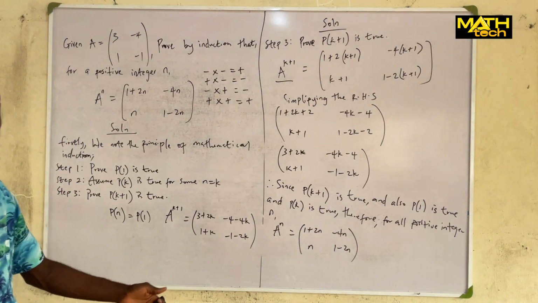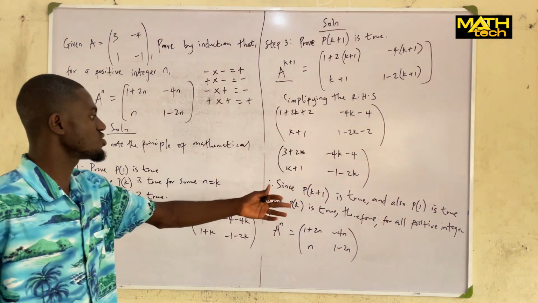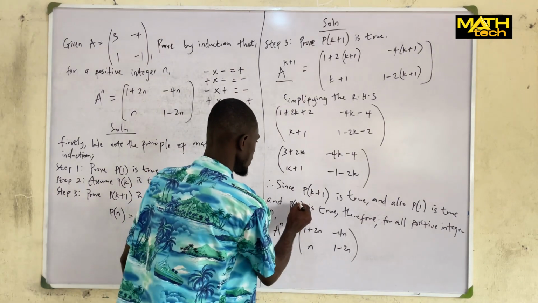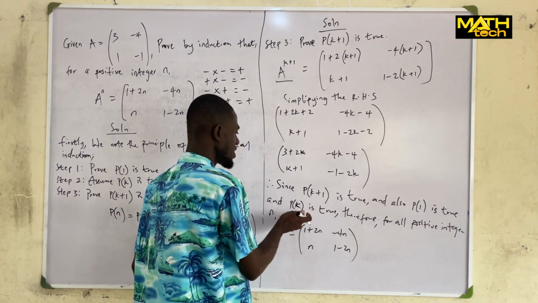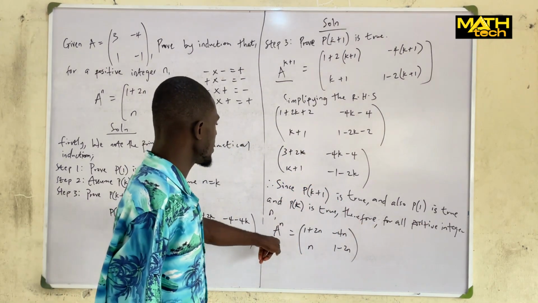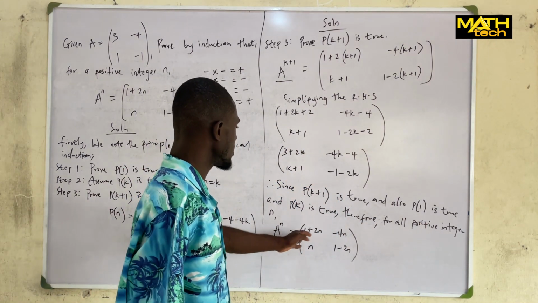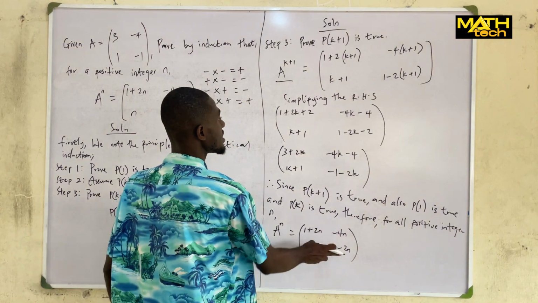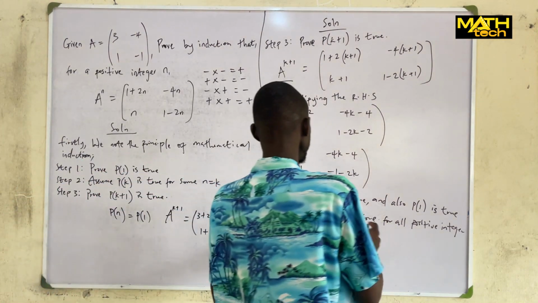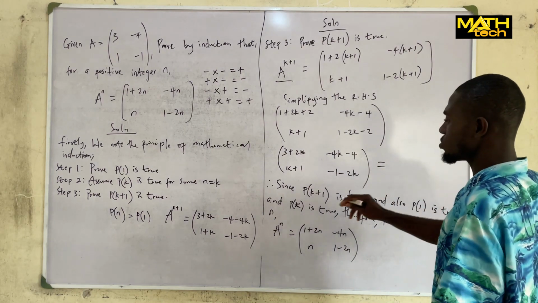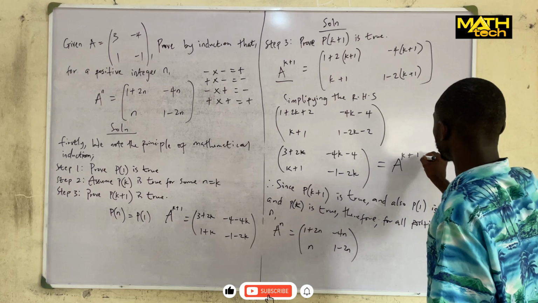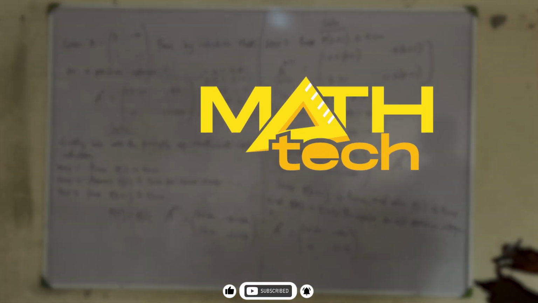So this is the conclusion we take, since p of k is true, and also p of 1 is true. Here is p of k plus 1, and here is p of k, which is true. Therefore, for all positive integer n, the matrix a raised to the power n is equal to this matrix here at the right hand side. At this point, comparing, we can just add an equal sign, this is equal to this. So therefore, we have successfully proved this by induction.